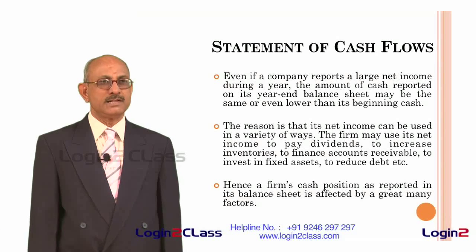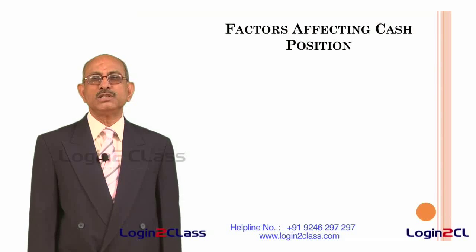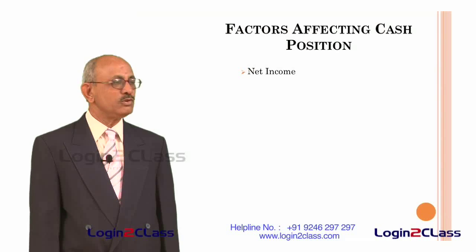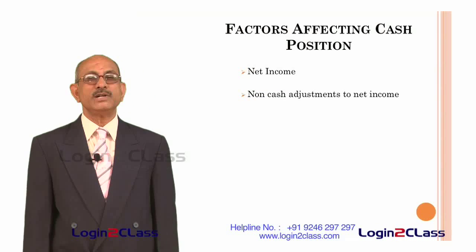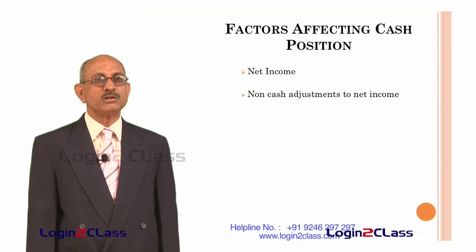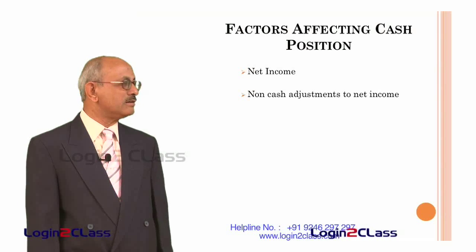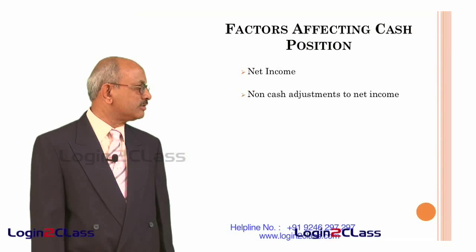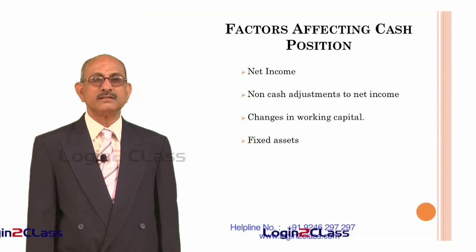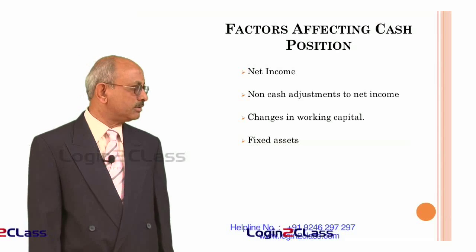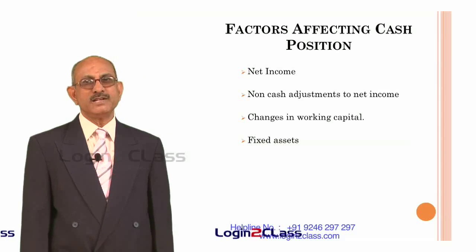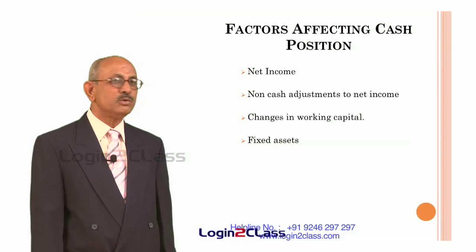So, to summarize in a nutshell, the following factors affect the cash position of an entity. One is the net income. If the net income is more, ordinarily cash inflow will also be more. Non-cash adjustment to net income. If there are more non-cash adjustments to net income, then naturally cash inflow will be more, because to that extent our net income has gone down because of adjustment of non-cash income. Changes in working capital also affect the cash position. Fixed assets changes also will affect the cash position, because you would have used the cash either to purchase new fixed assets, or you would have generated cash by sale of old fixed assets.